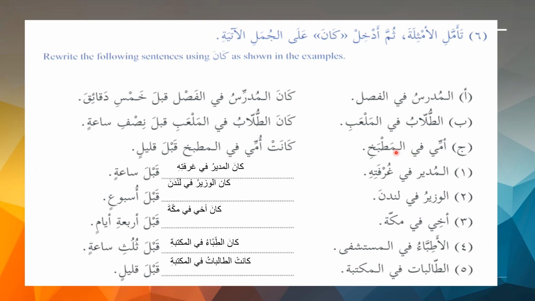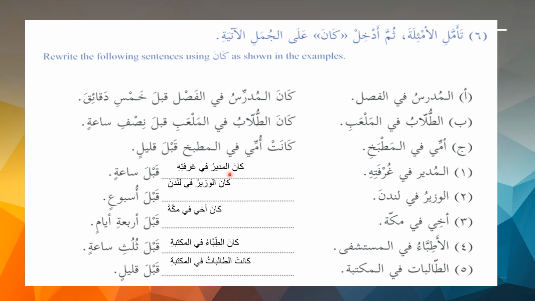Ummi fil matbakhi. Matbakh means kitchen. My mother is in the kitchen. Kanat: the moment a feminine comes, it changes, and kana comes with the ta' ta'nith. Kanat ummi fil matbakhi qabla qalilin. Qabla qalilin means a short while ago. المدير في غرفته, the mudir is in his room. غرفته, in his room, so there is a singular male person in question.